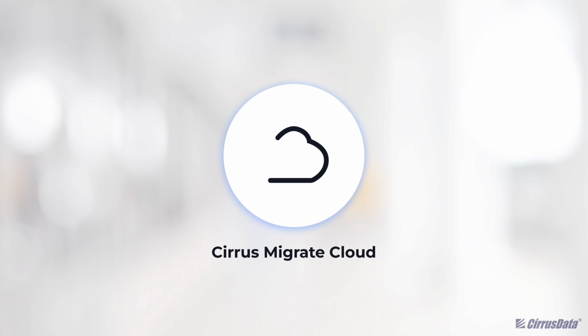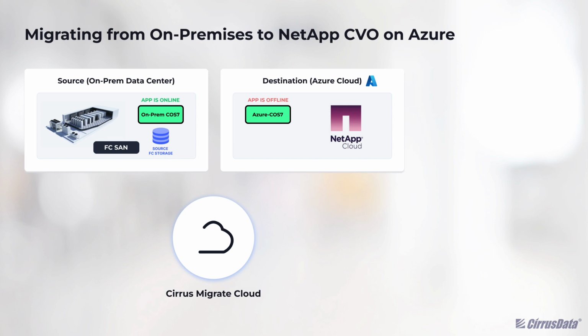Cirrus Migrate Cloud is block storage array agnostic, giving customers a single tool for all their block data migration requirements. This short video will demonstrate Cirrus Migrate Cloud migrating data from a fiber channel disk on-premises to a NetApp CVO ONTAP storage disk in the Azure cloud.